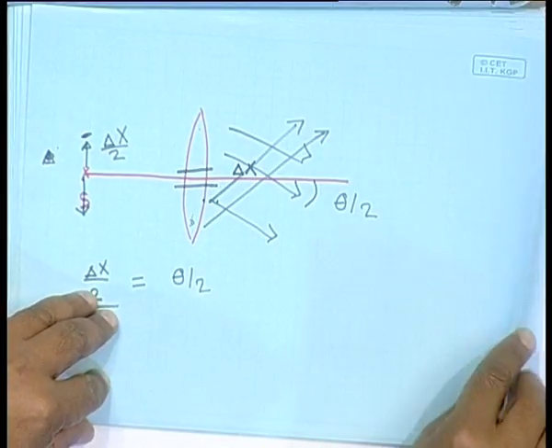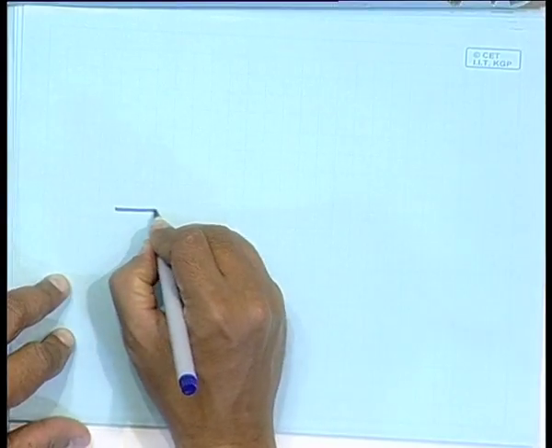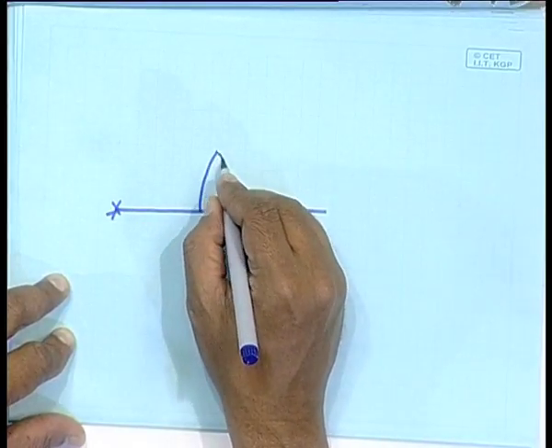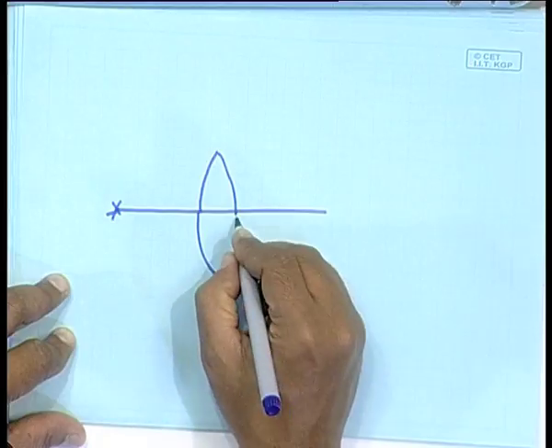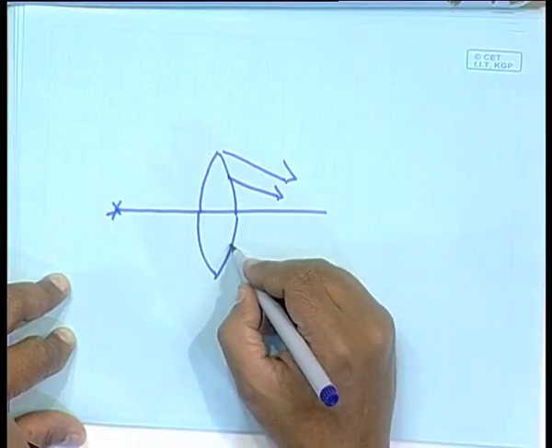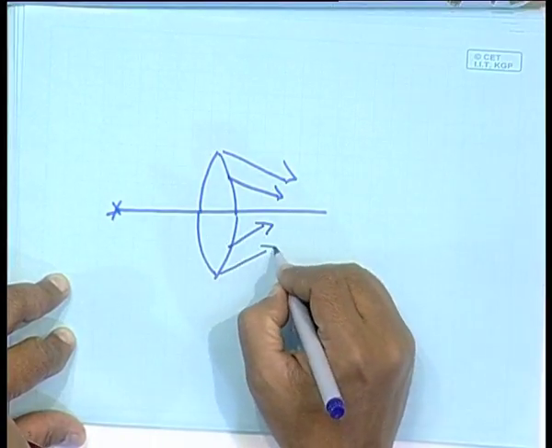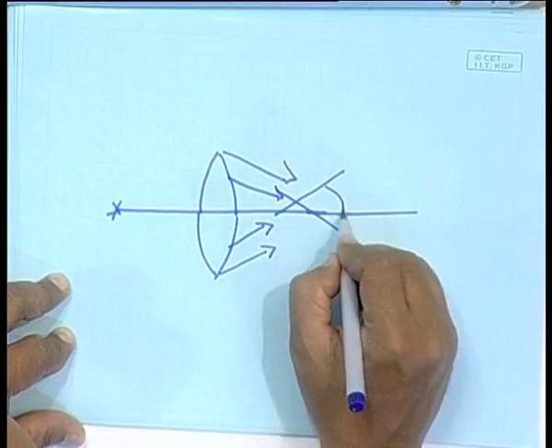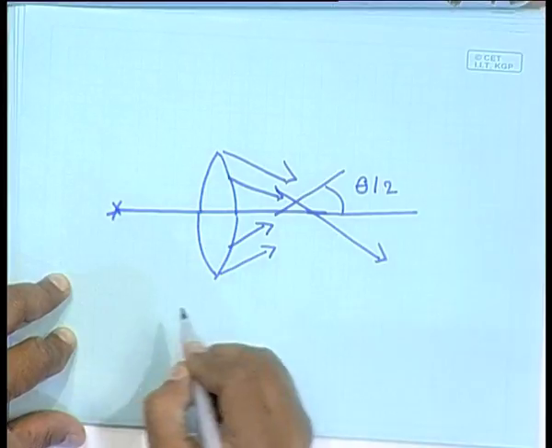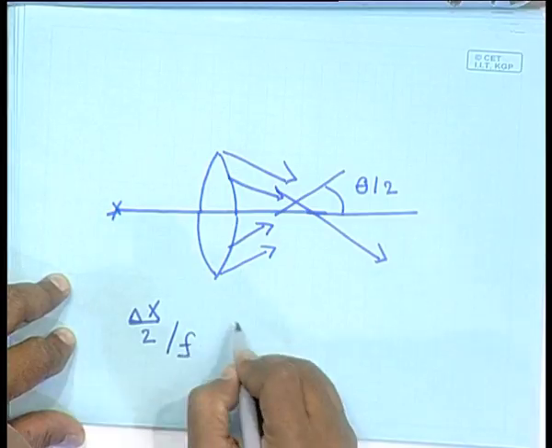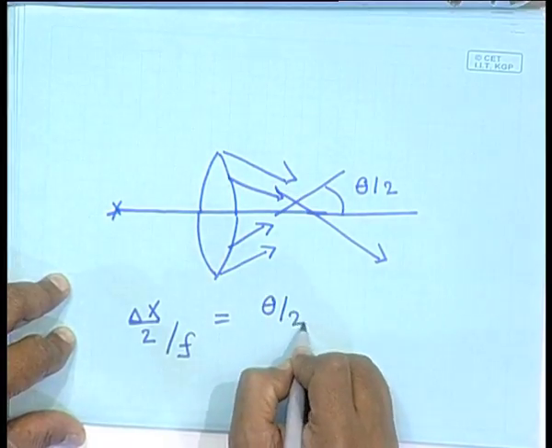So, let me draw this in a different picture. The billet's lens, for a source placed in the center: the upper part of the billet's lens is going to produce a wave travelling downwards, and the lower part is going to produce a wave travelling upwards, and they each make an angle theta by 2, which is delta x by 2 divided by f, with respect to the axis of the lens.